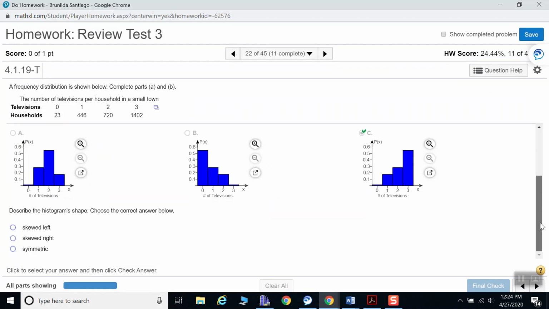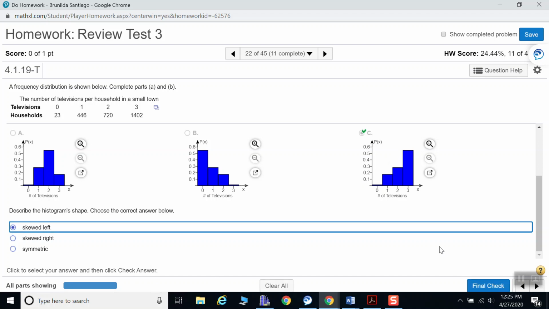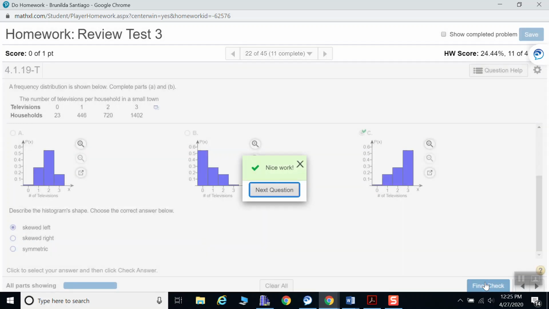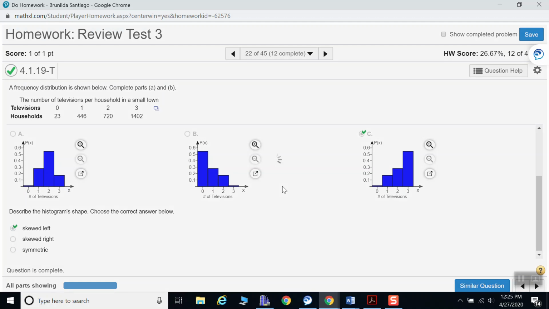Next is asking to describe the histogram shape. In this form of histogram, the bars are touching. And in this one, the tail is towards the left, so it is skewed left. Remember, the skewness is based on the tail. And that's it for question 22.